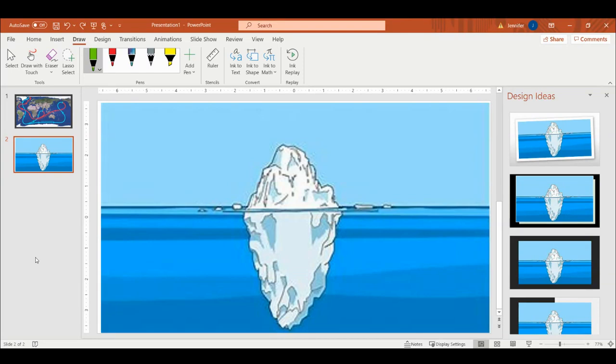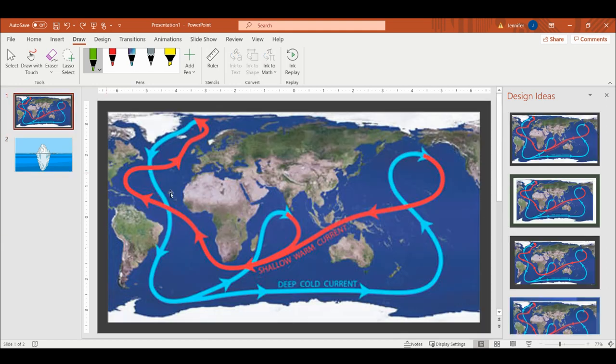So I'm going to explain to you how the global conveyor belt works. If we look at a picture of the global conveyor belt, you're going to see that it goes around the whole entire world. The blue is the deep water current, the red is the warm surface current, but we're only going to talk about the deep water current.